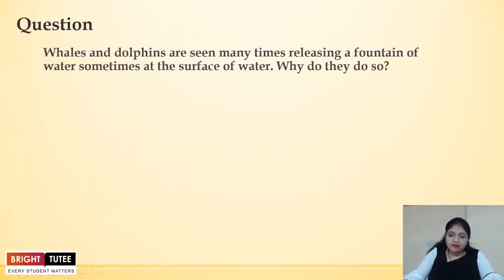Whales and dolphins are seen many times releasing a fountain of water at the surface of water. Why do they do so? So the reason is that any excess water that might go into the blowhole when they are coming up to the surface to breathe, right? This fountain of water is released so that any water which might have gone into the blowhole can be removed. And like I already told you, they come onto the surface to breathe through the blowhole. That's why they do not want any kind of water in that blowhole.